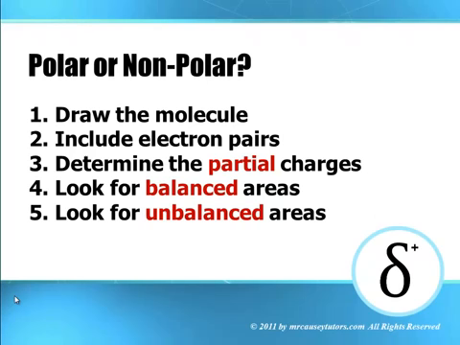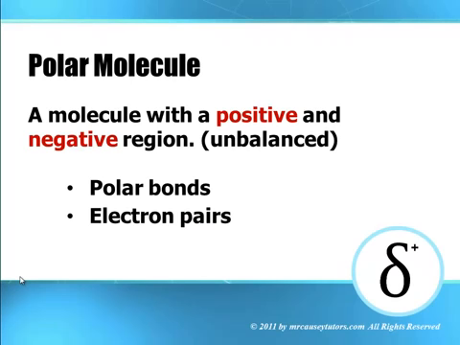But if it is going to be unbalanced in areas where one side is negative or another part is positive, now we're looking at polar. A polar molecule is a molecule with a positive and negative region. It's unbalanced. And it'll be polar bonds and electron pairs that determine this.